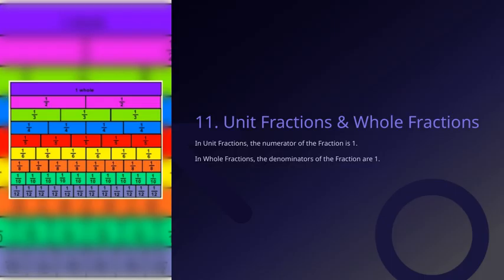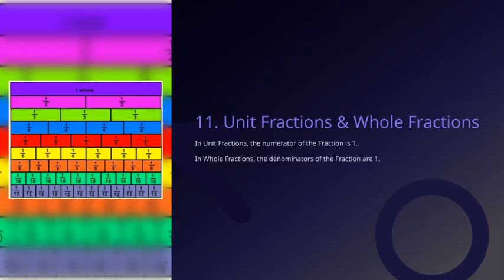On the other hand, in whole fractions, the denominator, which is the bottom number, is 1. This indicates that the entire quantity is considered as one whole, so the fraction essentially equals the whole number itself. For instance, 3/1, which simply equals 3. Understanding these distinctions is important because they help us see how fractions can represent parts of a whole or entire quantities. Connecting this to the overall theme, recognizing these differences allows us to better interpret and work with fractions in various mathematical contexts.